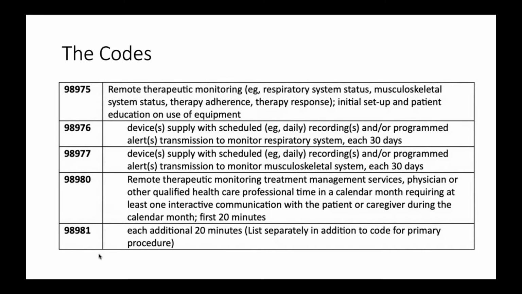All right, again, here are the codes. We got RTM only. The setup code is the same for both. The next code is respiratory only. The next, musculoskeletal only. And then treatment management services, physician or other QHP, including PT, OT. I want to say respiratory therapist because that's pulmonary, right? First 20 minutes. If it takes longer than 20 minutes, each additional complete 20 minutes, not a portion of it, 98981 can be billed.